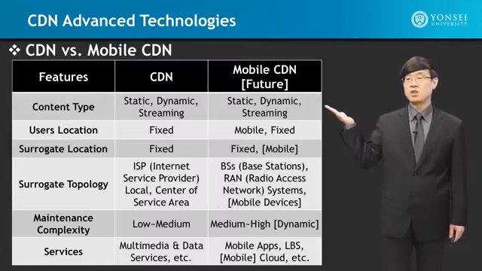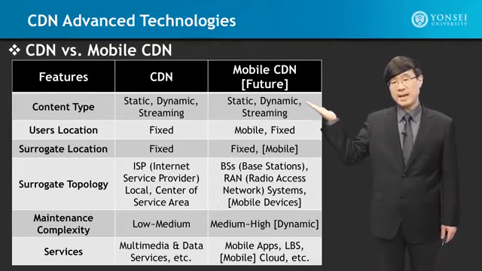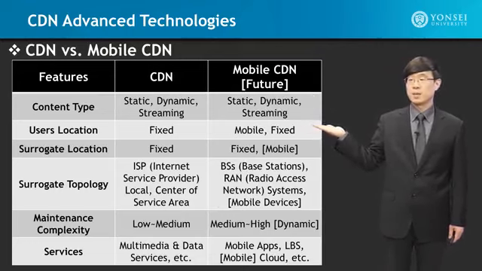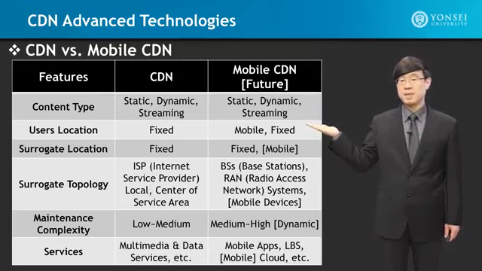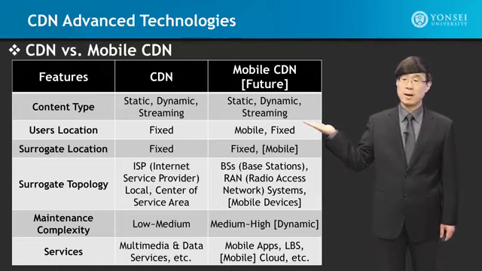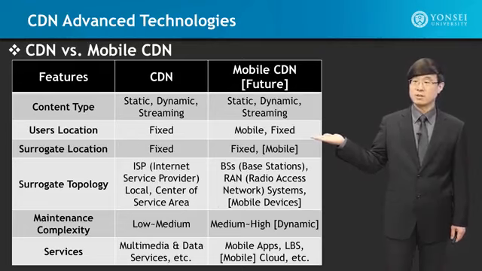Looking at some of the major features of content type, comparing CDN and mobile CDN, which is static and which is dynamic, and streaming characteristics you can see over here, where the dynamic characteristics of mobile CDN will be much more significant. User location. CDN will be fixed based upon a PC or some type of fixed device, but in mobile CDN, these devices will be fixed or they can be mobile. Surrogate location. This has to follow the overall service that's being provided. So what content is going to be needed and requested in a CDN is fixed. However, in mobile CDN services, you're going to have some mobile factors.